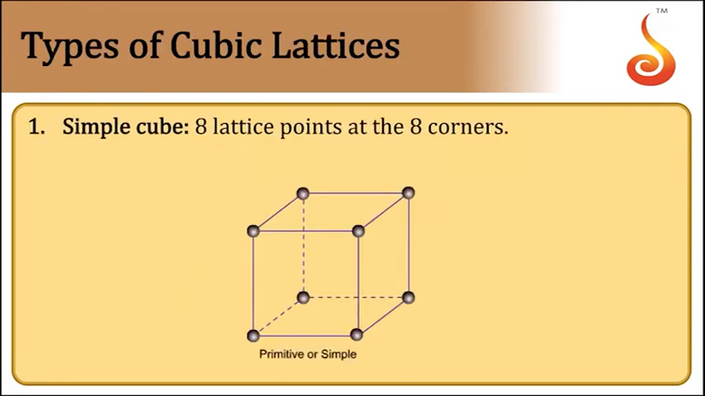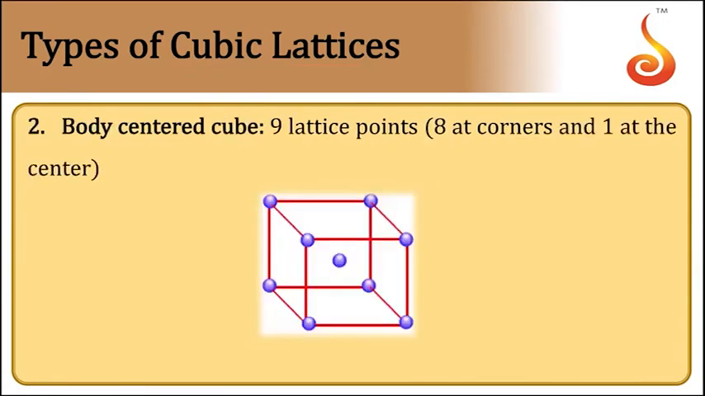Next, types of cubic lattices. A simple cube has altogether 8 lattice points at the 8 corners. These are called lattice points. When it comes to the body-centered cube, the total number of lattice points is 9. Along with the corners, we have 1 at the body center. So the total number of lattice points is 9 in this case.